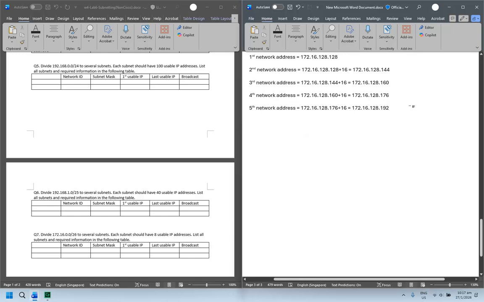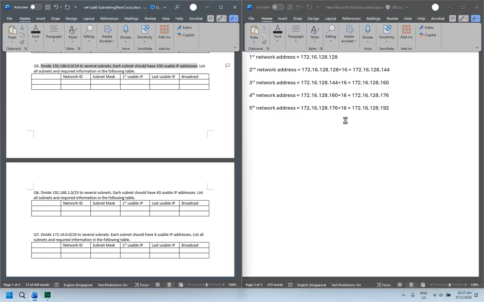If you make use of the previous method of doing it, it's just that instead of getting the answer directly by determining the number of subnets, now you need to do the extra step in order to determine that by increasing the number of bits: how many usable addresses do you have? Okay, so let's try out question number 5 now.